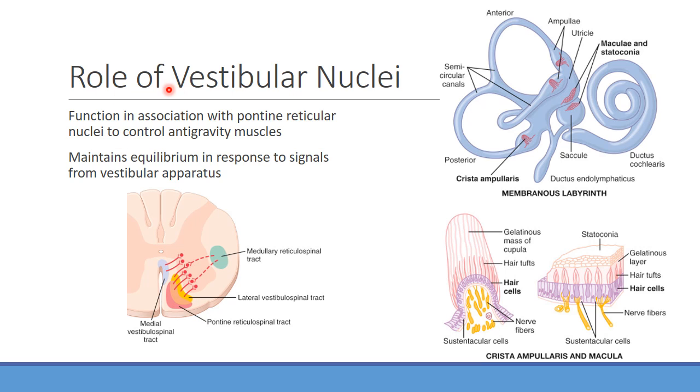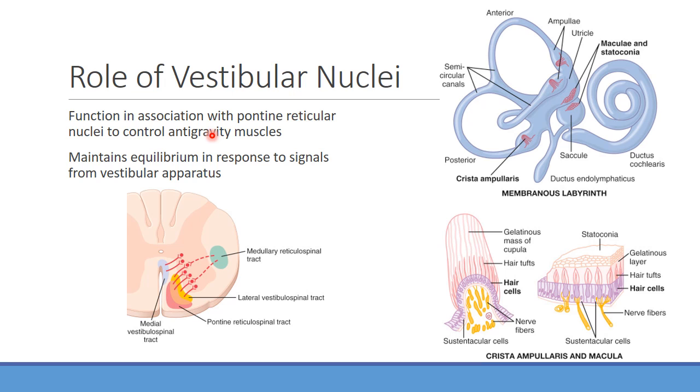Then we have the vestibular nuclei. So these are going to function in association with the pontine reticular nuclei, mainly to control those anti-gravity muscles. And so what does this help us to do? Yeah, stand up straight and also maintain balance. Yeah, so we need to maintain balance.